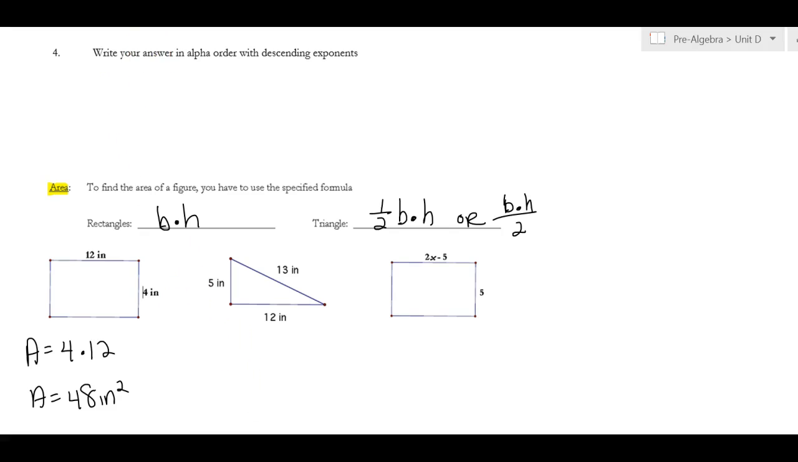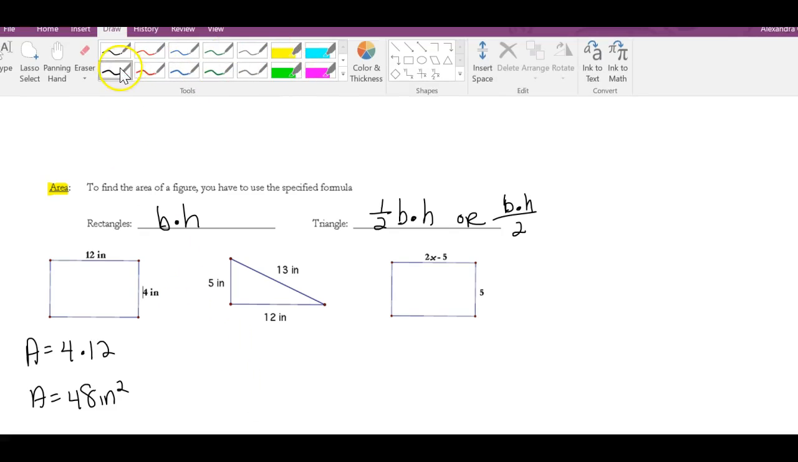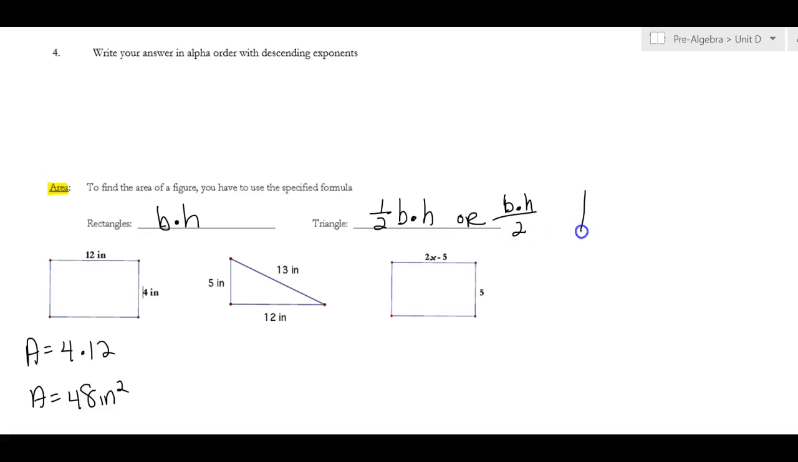For a triangle, you do have to know what the base and the height is, and we should actually draw this. For the base and the height for a triangle, they must form a right angle. And so that's this one right here. So my base and height are 12 and 5. So you could do 12 times 5 and divide by 2, or you could take half of 12, which is 6, and times by 5, and I get 30. Both ways you get the same answer.